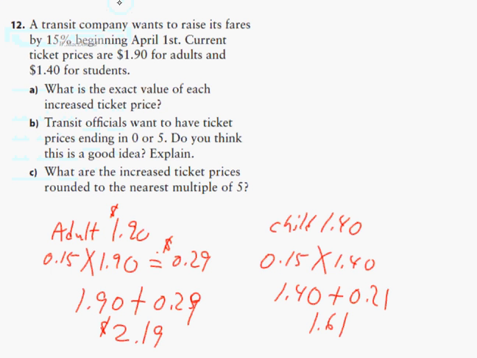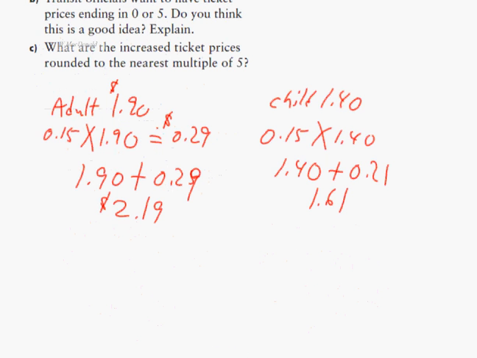And then the last part says, transit officials want to have ticket prices ending in a 0 or 5. Do you think it's a good idea? Explain. Yes, because you certainly don't want to have to give out pennies and people have the exact answer. So if this was the price, I would probably either make it $2.20 or an even better price would be $2.25. Over here, the best price would be $1.60 probably. But you'd lose money. Actually, you probably don't want to do that because you'd lose money a cent off each one. So you're probably going to make it $1.65. So you don't lose money.